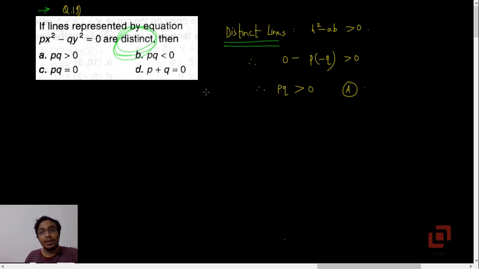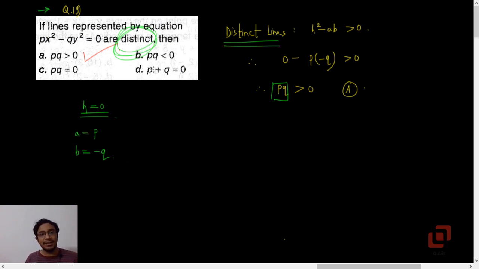So in our case h is 0 because there is no xy term. a is equal to p and b is equal to minus q. So h squared minus ab will be 0 minus p into minus q. Minus p into minus q is pq. So pq greater than 0, option A. So a very simple question.